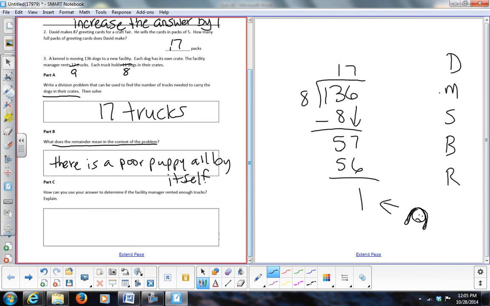Alright, and then how can you use your answer to determine if the facility manager rented enough trucks? Did he rent enough trucks? No. Why? Because there's a puppy left all by itself, so he did not rent enough trucks.